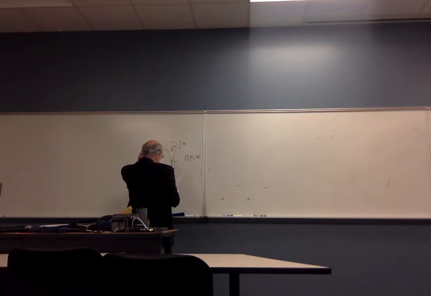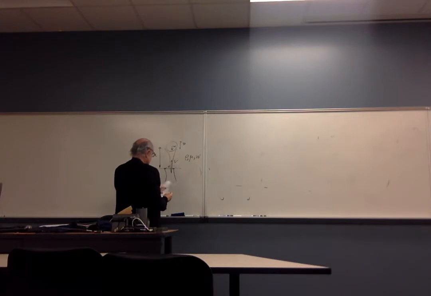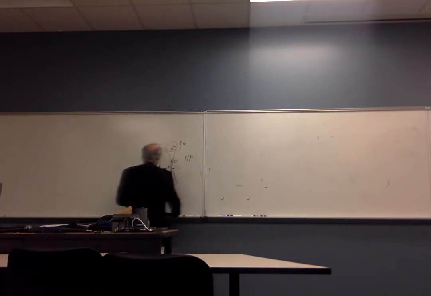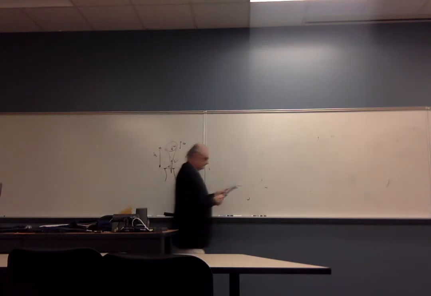Let me count them: 1, 2, 3, 4, 5, 6. Oh yes, of course. There's one variable missing, which is the height above that level. So we have 1, 2, 3, 4, 5, 6, 7. Yes. So I believe we have 7.